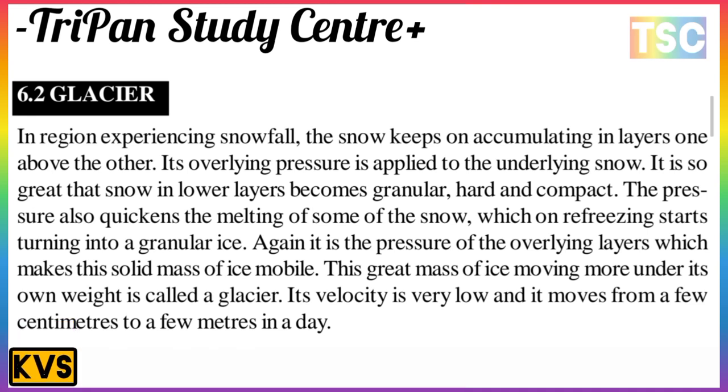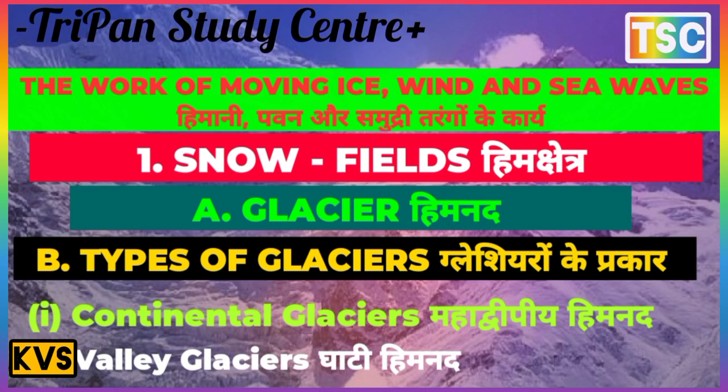This is the most important here. Again, it is the pressure of the overlying layers which makes this solid mass of ice mobile, and this great mass of ice moving under its own weight is called a glacier. Its velocity is very low, and it moves from a few centimeters to a few meters in a day. This is most important here, and the types of glacier are also important.